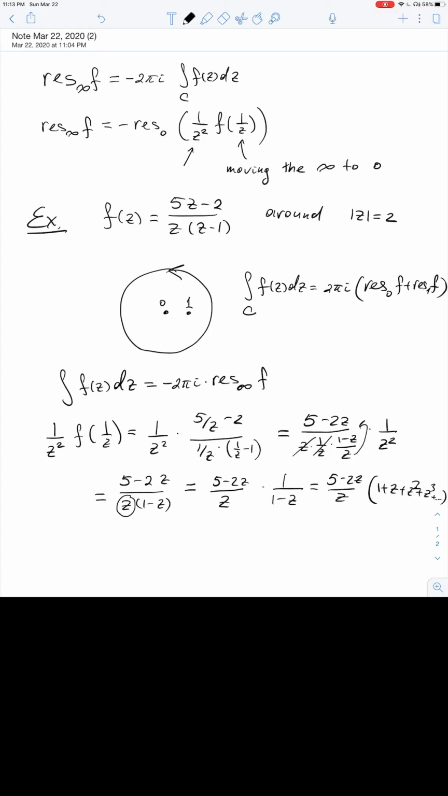And we can now easily see how the residue, what is the residue? The residue comes from that 5 over z, right?